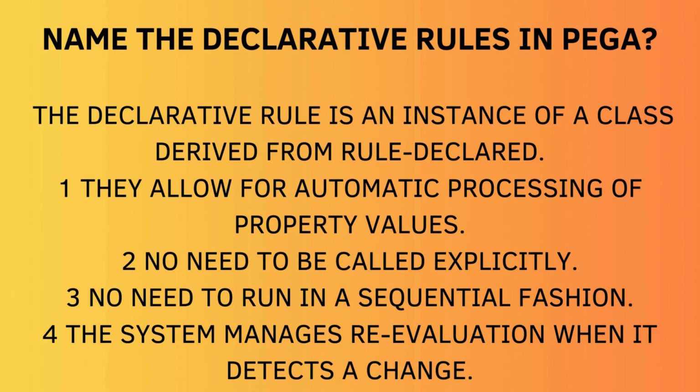Name the declarative rules in Pega. The declarative rule is an instance of a class derived from rule declared. 1. They allow for automatic processing of property values. 2. No need to be called explicitly. 3. No need to run in a sequential fashion. 4. The system manages re-evaluation when it detects a change.